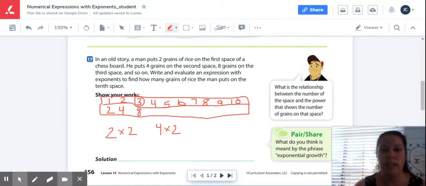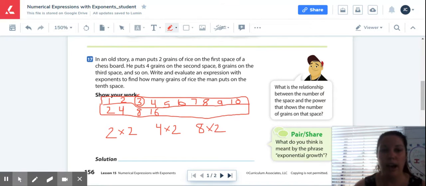So let's just try this out. Let's say we want to find out what goes here. Well, then we would take 8 times 2, which then equals 16, right? So let me write that in here, 16.